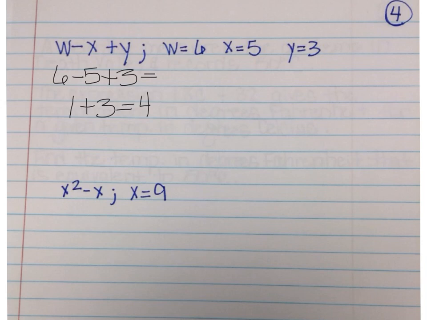Okay, let's do our next one. We're going to plug the 9 in where we see the x's, so we have 9 squared minus 9. Okay, so we have 9 squared is 81, minus 9 equals 72. Okay, see, isn't this fun? It's like a puzzle. See, math can be fun.